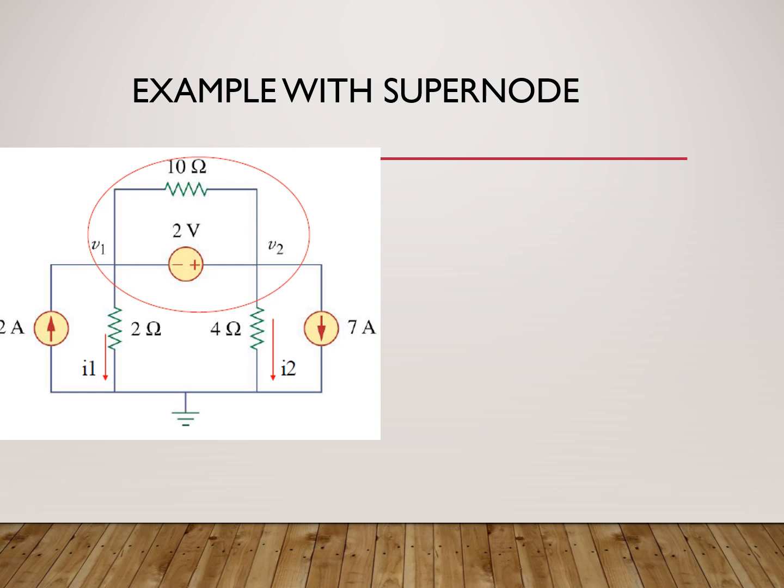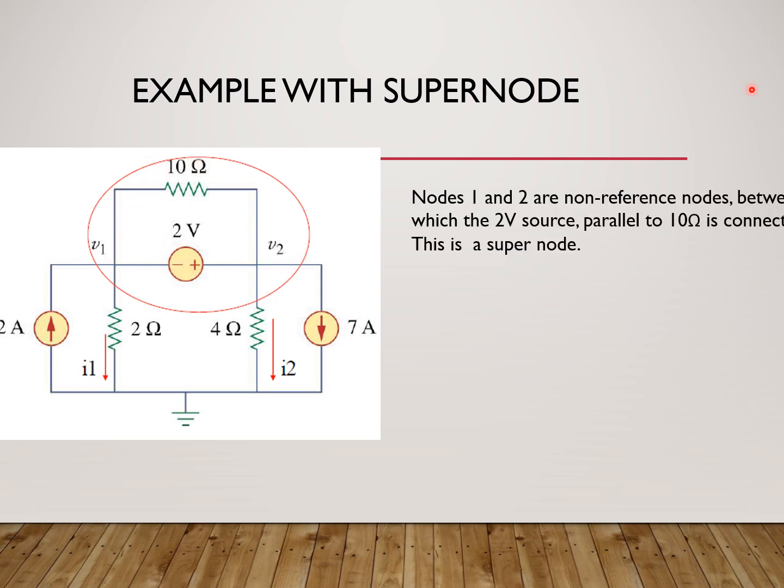Okay, now understanding this with an example. If you see here, the supernode which is there, you have between two non-reference nodes, V1 and V2, there is a voltage source. So this is a supernode. There is also a 10 ohm resistance which is connected in parallel to it. So this voltage source and the 10 ohm form a supernode. And when you're writing the supernode equation, you are going to be ignoring the value of this 10 ohm resistance, right? And when you're writing KCL also, you do not consider this.